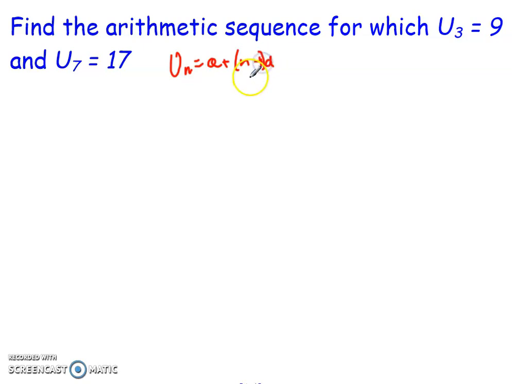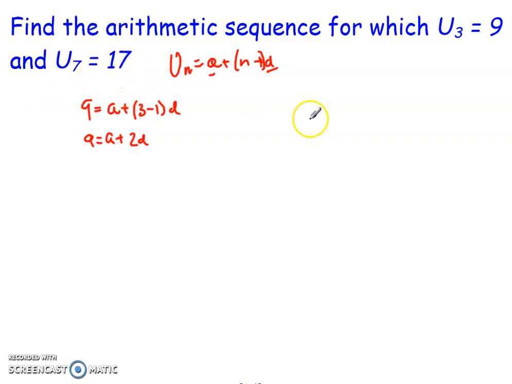Now, for an arithmetic sequence, we need two things. We need the a and we need the d. So we've got two unknowns. Well, I've got two bits of information here, so I can determine two equations linking a and d, and then solve them using simultaneous equations, which we've covered in previous years. So if I use u3, which is equal to 9, that gives me 9 equals a plus n minus 1. I know that n is 3, so a plus 3 minus 1 times d. So from that, I know that 9 is equal to a plus 2d.